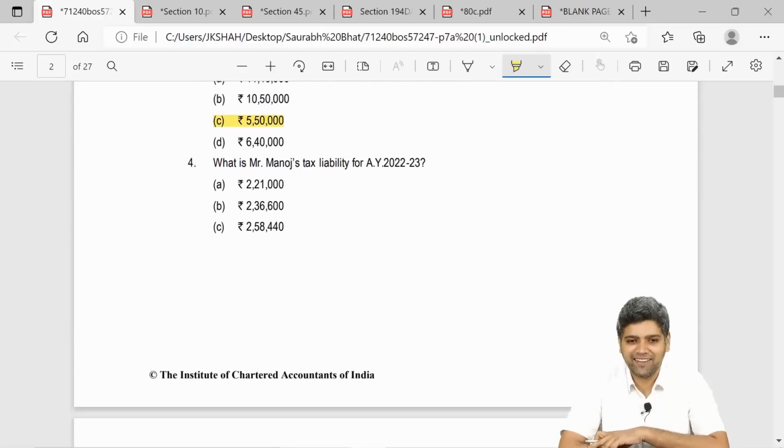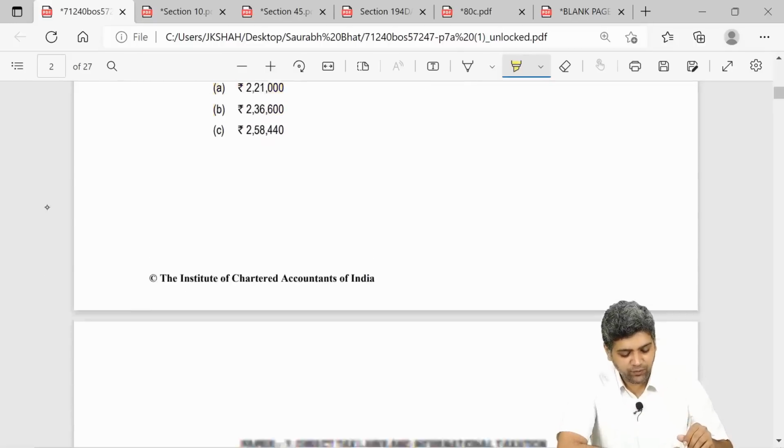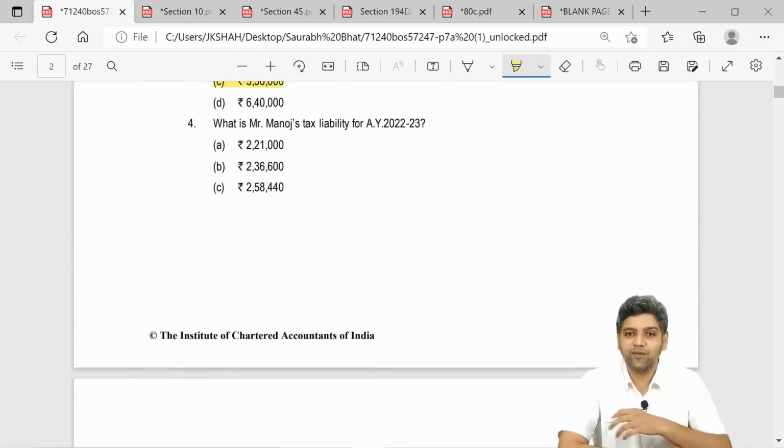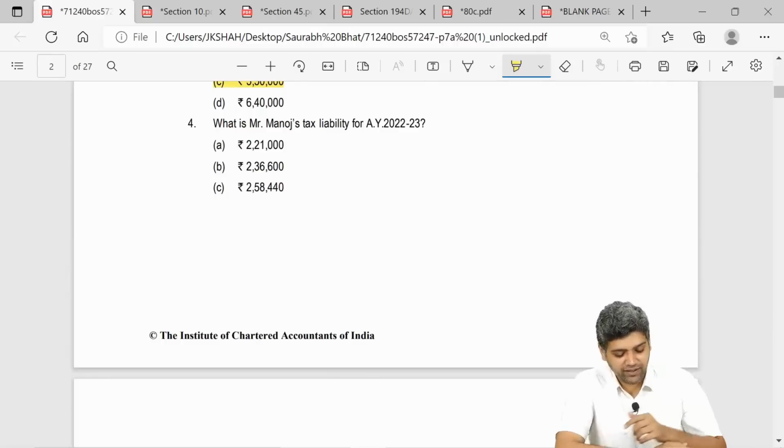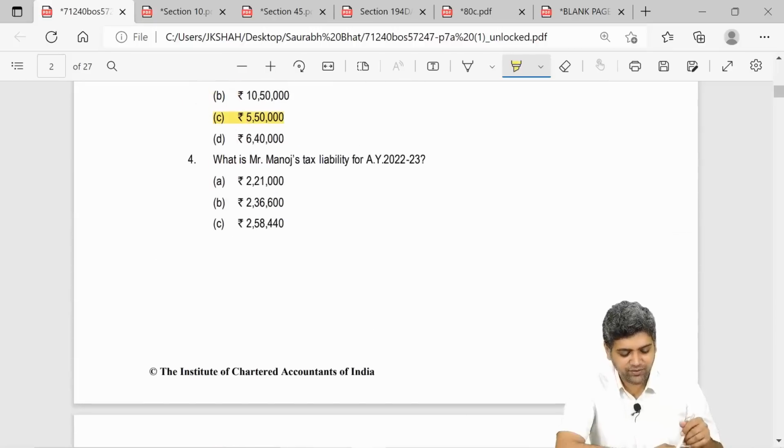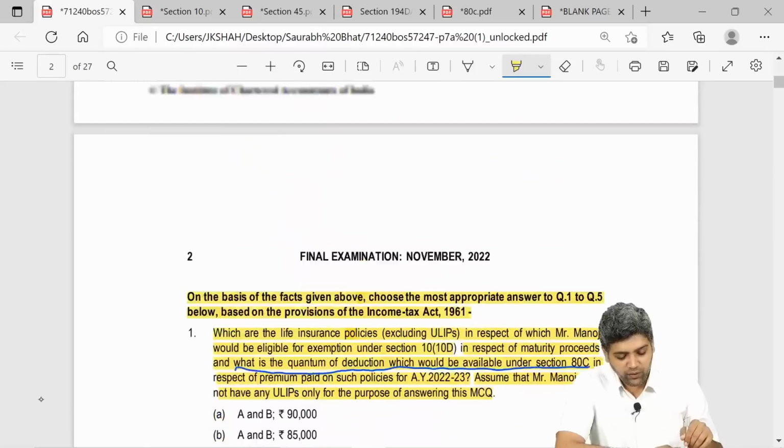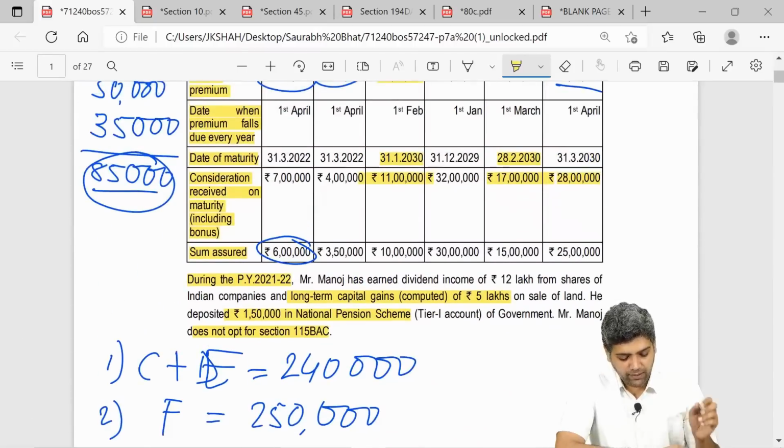Moving ahead. Next, what is Mr. Manoj's tax liability for AY 22-23? They have given us 4 options. So it's good, one of the options has to match. The risky part is when they tell us none of the above, then you are not sure, if it does not match, whether it falls in D or not. So here they have given us 4 options, one of them has to match. Now let's look at the question again. We have to compute tax liability.